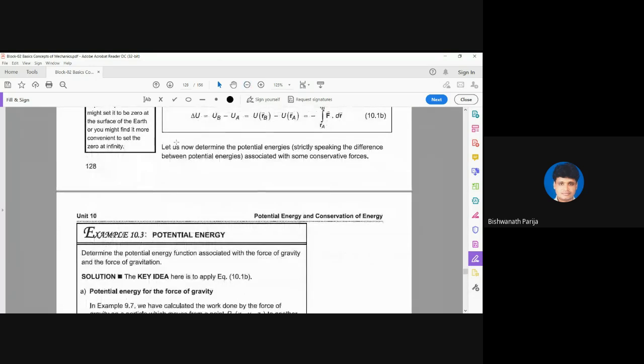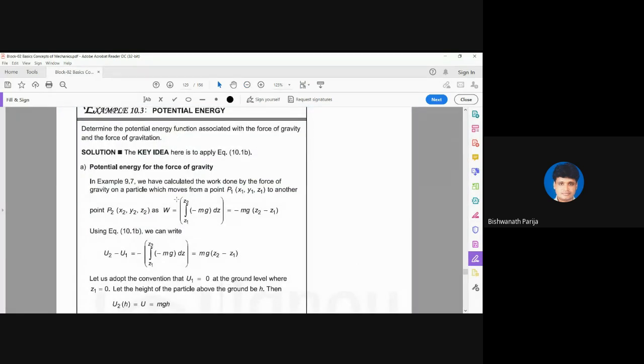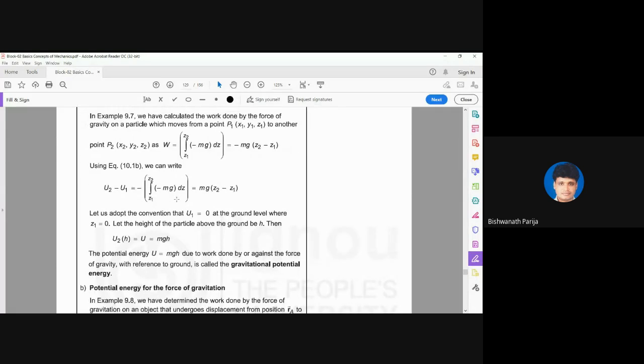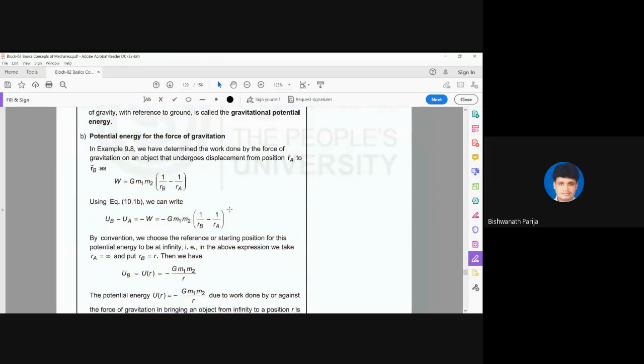Some problems are given on potential energy, you can solve them. These are some questions and problems. Take the potential energy of the force of gravity. Here you already know the gravitational force, G m1 m2 by r squared. This is rb minus ra. So the formula is the negative of work done: the change in potential energy equals negative of work done. So minus G m1 m2 by this. Everyone clear?